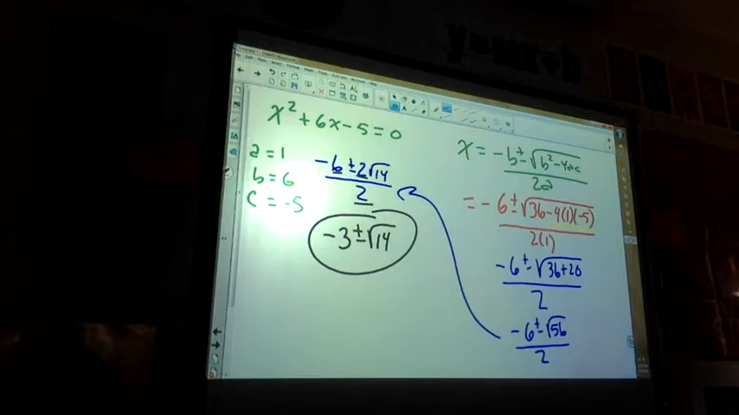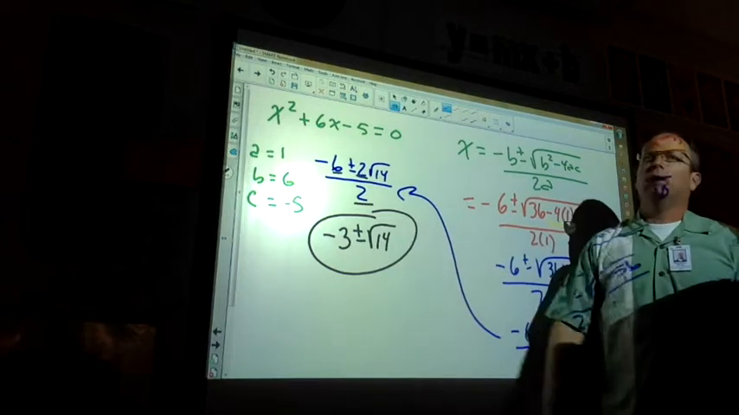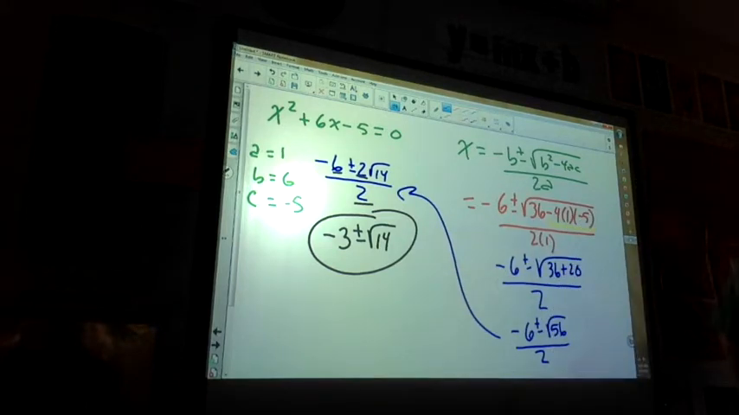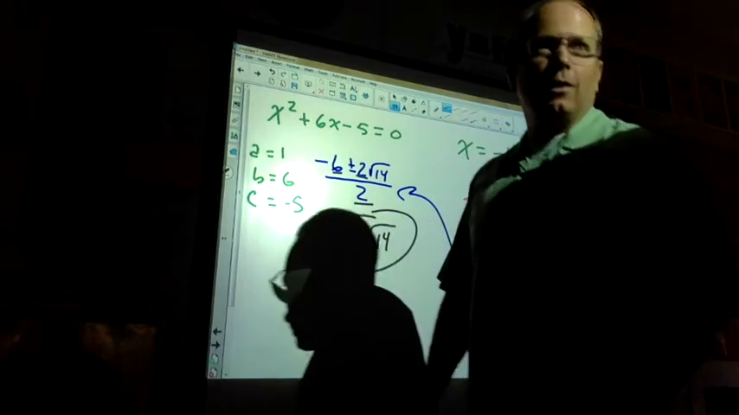How many answers is that? 1? Oh, 2, plus or minus. Negative 3 plus root 14, negative 3 minus root 14. That's 2 answers. So, Mr. Shrub, yeah, if the square root says something like negative 3 plus or minus square root 36, then make square root 36 6, and then do the 2 problems, and you get the 2 answers. Yeah, great point. One of these will work out to that. We just haven't got there yet.